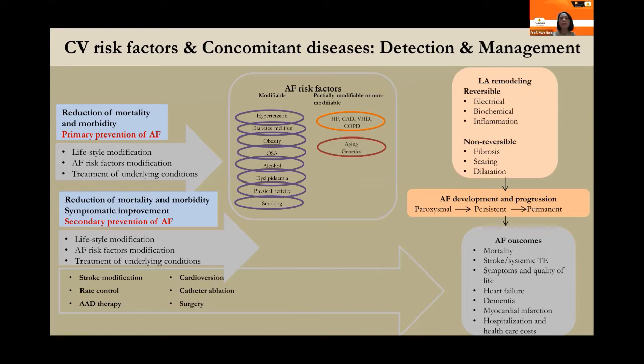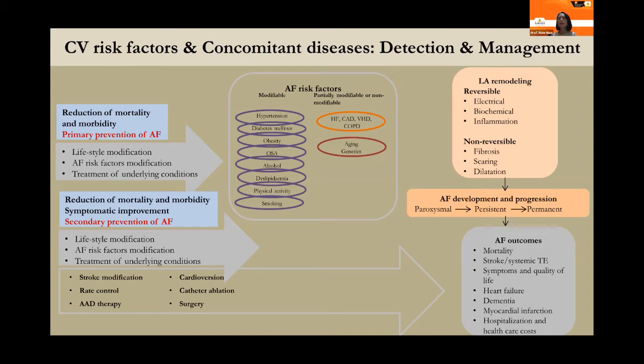You can see the middle box as atrial fibrillation risk factors. Some are modifiable, some are not modifiable, and some are partially modifiable. For example, concomitant diseases like heart failure, COPD, valvular heart disease and coronary artery disease can be partially modified. Aging, genetics and gender cannot be modified. If you look at the early remodeling, it is a reversible condition, like the electrical, biochemical, and inflammatory state. The late stage of LA remodeling is non-reversible, for example fibrosis, scarring, and dilatation.